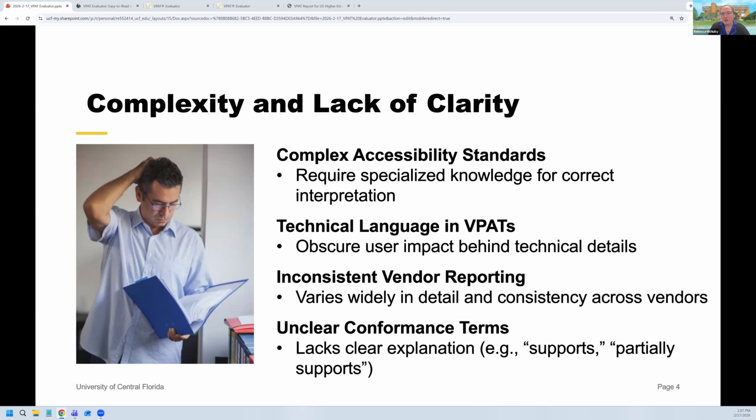If you don't have the formal training, the conformance terms, like "supports" and "partially supports," may also obscure some of those barriers and not be very clear or transparent in what that could present in terms of real-world user impact.